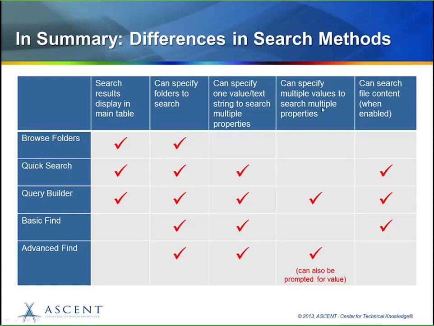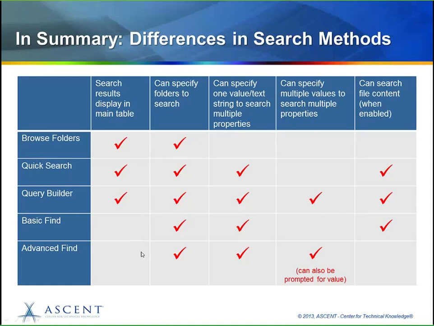However, for multiple values to search multiple properties, to specify those multiple values, we saw that Query Builder and Advanced Find were the ones that allowed us to do that. And another bonus for Advanced Find was that it could prompt you for a value. And then these three can search file content when that functionality is enabled. So just looking at that at a glance, it does look like Query Builder can do just about anything.